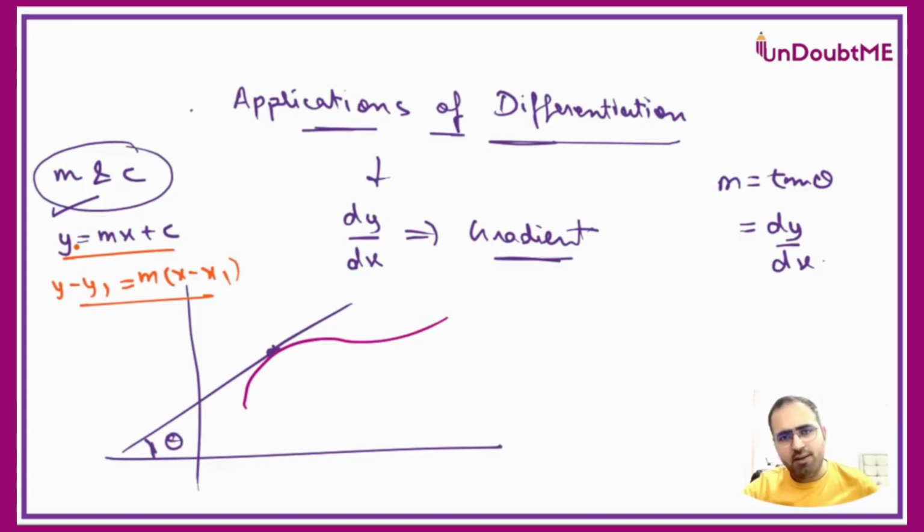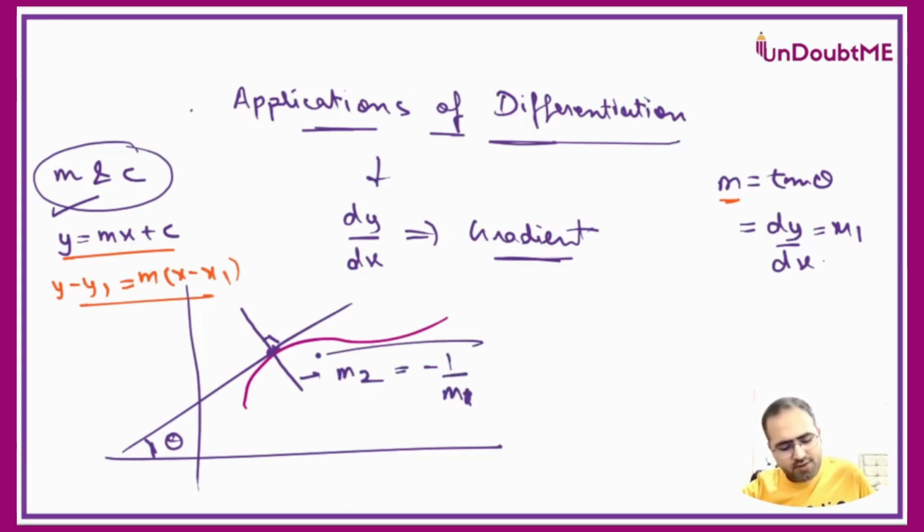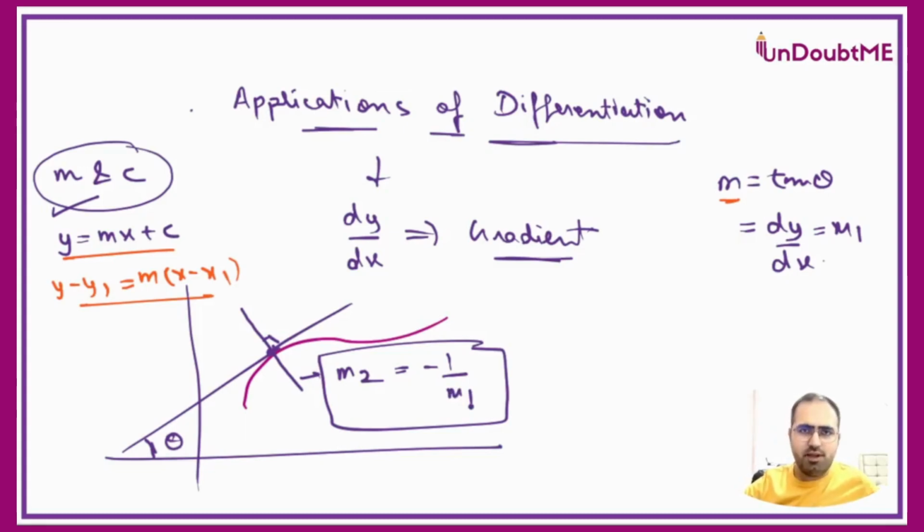Now, when we find dy by dx, we are actually finding the gradient of a tangent. But normal is a line which is perpendicular to the tangent. So if m1 is the gradient of a tangent, then for normal I will consider m2, and m2 will be equal to the negative reciprocal of the gradient of the tangent, because the lines are perpendicular. Primarily, that is the only thing we should know about this topic as of now.